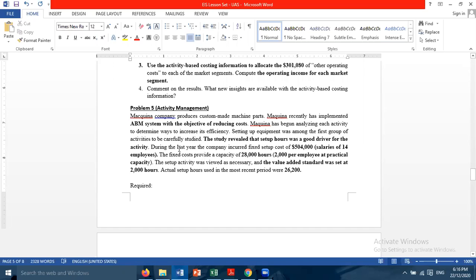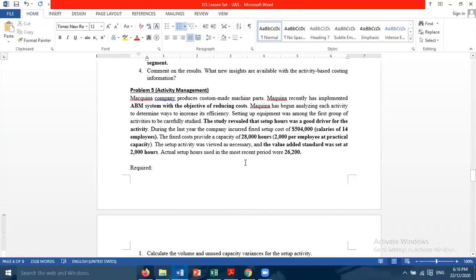During the last year, the company incurred fixed setup costs of 4,000 salaries of 14 employees, and the fixed cost provides a capacity of 28,000 hours. While the setup activity was viewed as necessary, the value-added standard was set at 2,000 hours. Actual setup hours used in the most recent period were 26,200.